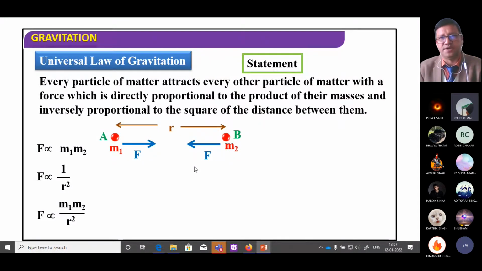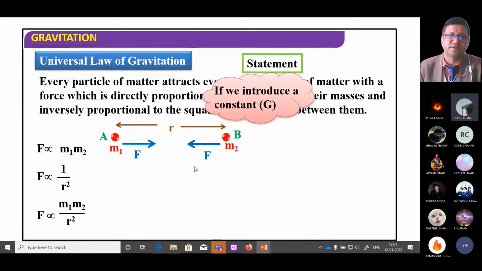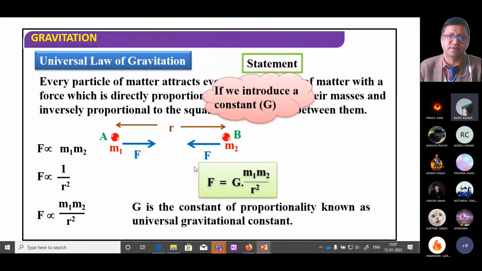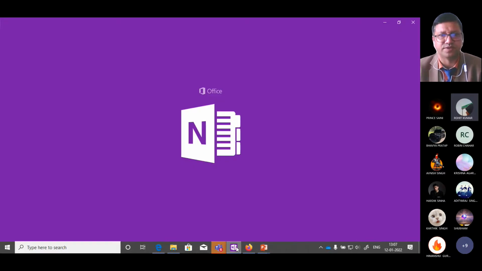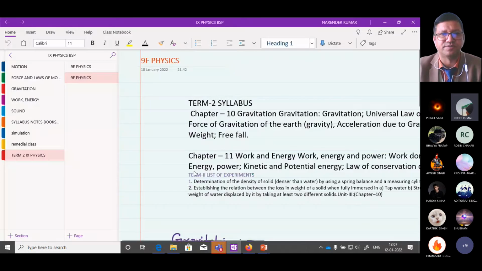If it is every particle, in place of that you can write every object, and this is the complete statement about the universal law of gravitation. So from here the formula comes into play: F is equal to G m upon r square.